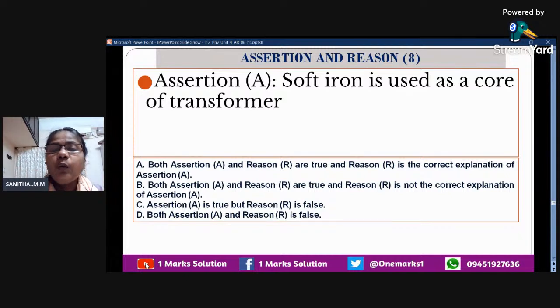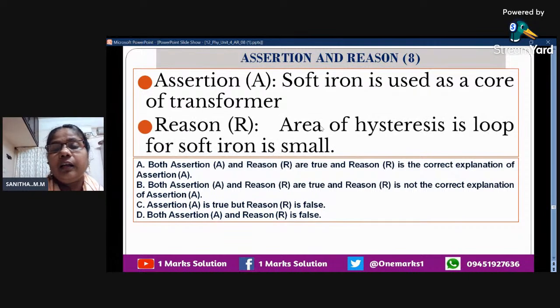Okay. Now, in the transformer, why are we using soft iron? Can we use another substance? No. Why? Because this soft iron reduces the loss. Which loss? Hysteresis loss. What do you mean by hysteresis loss actually? Hysteresis. You can see the spelling here. It's not history. It is lagging behind.